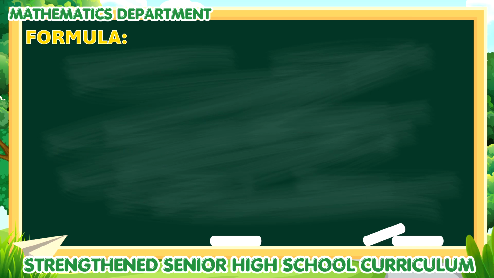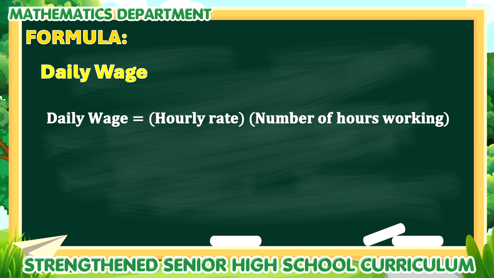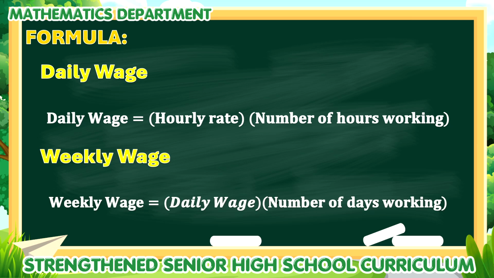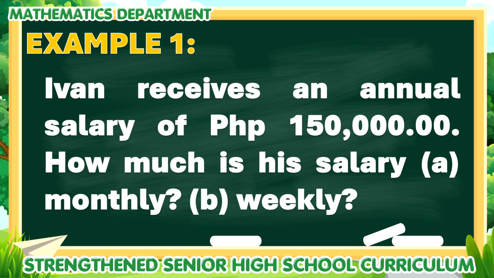To compute the daily wage given the hourly rate, we simply multiply our hourly rate by the number of hours worked, while to compute for the weekly wage, we multiply the daily wage by the number of days worked. Let's try to use those formulas in solving the following problems.